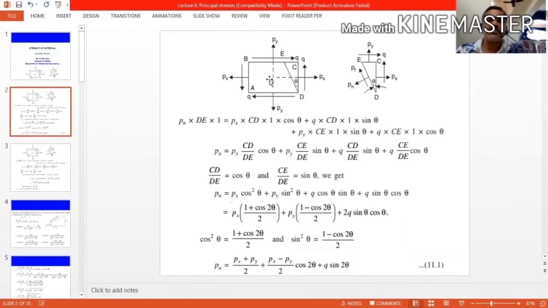Here I am taking a body. Actually, this body is a point. You can say it is a point. Where the body is, a number of stresses are acting.